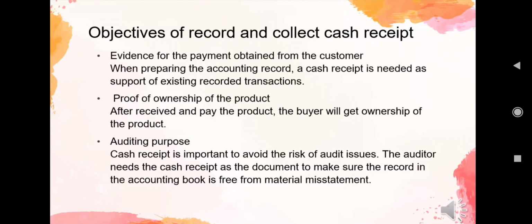Number 1, evidence for the payment obtained from the customer. When preparing the accounting record, cash receipt is needed as support of existing recorded transaction. Number 2, proof of ownership of the product. After receiving the product, the buyer will get the ownership of the product. And number 3, for auditing purpose, cash receipt is important to avoid the risk of audit issue. The auditor needs the cash receipt as a document or proof to make sure the record in accounting book is free from material misstatement.